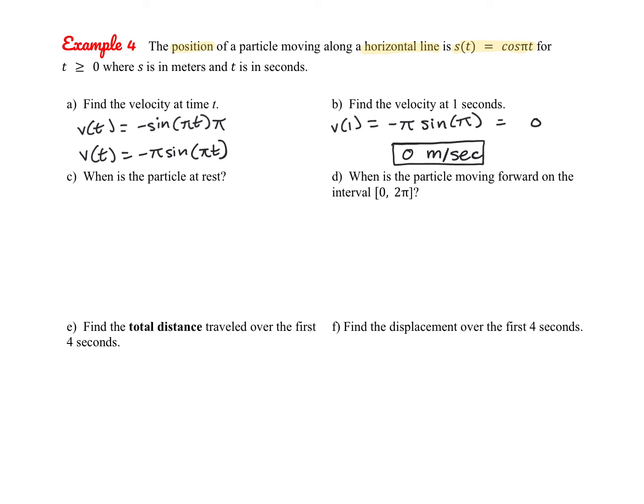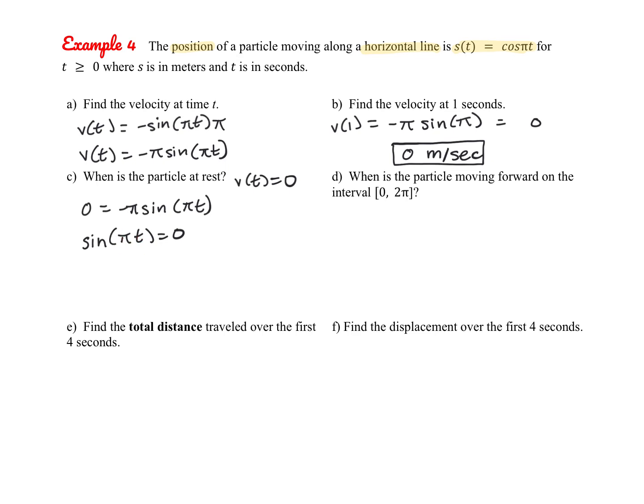All right, so next let's look at when our particle is at rest. And that means that our velocity is 0. So we're going to set our velocity function equal to 0, and we're going to try to solve for t. So the sine of pi t equals 0.